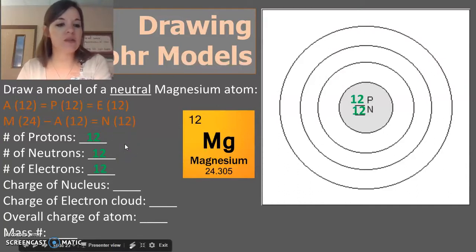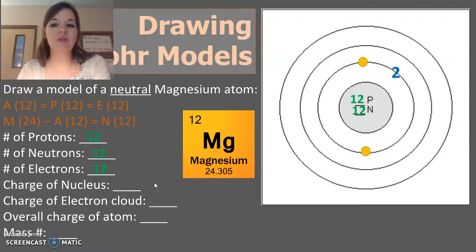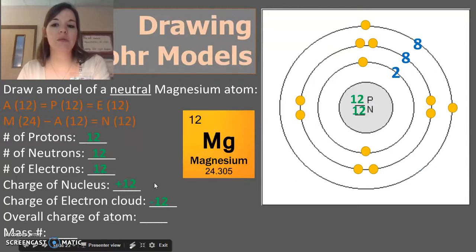So we have 12 electrons. The charge of the nucleus is a positive 12. The charge of the electron cloud is a negative 12 because there are 12 negative electrons. If you put those two together, then you have an overall charge of 0, which we did say we were going to work with, a neutral atom, so that's true. The mass of our atom is 24.